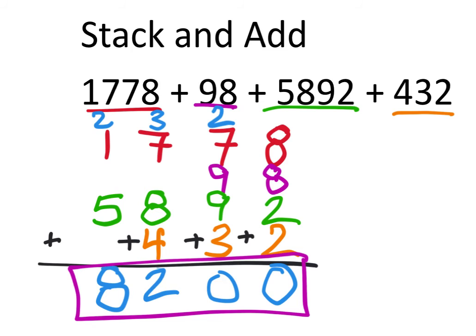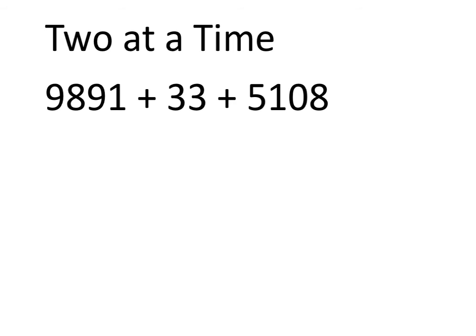Now we're still going to be using stacking with the other method, but we're going to focus on only 2 numbers at a time. And generally speaking, when we add these 2 at a time, we're looking to start with the number farthest to the left, and then moving to the right, 2 at a time, right?